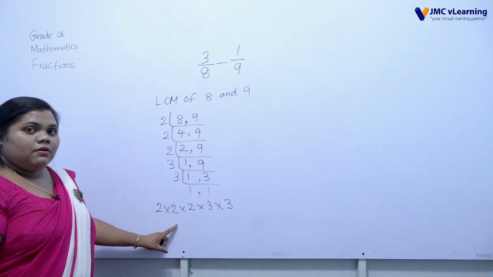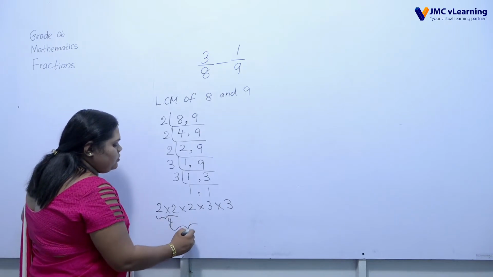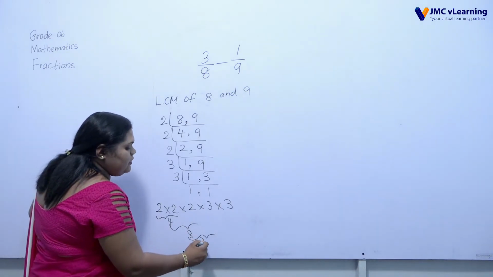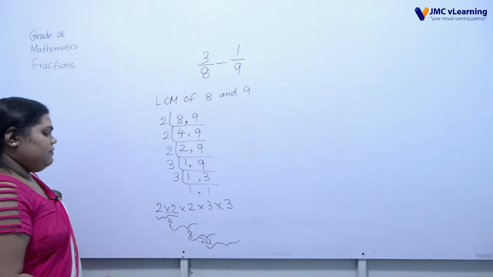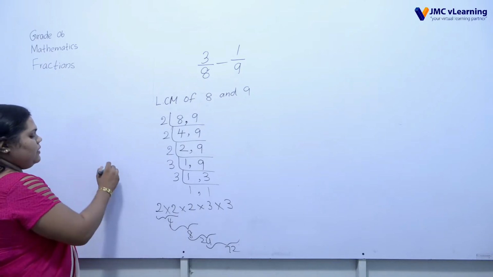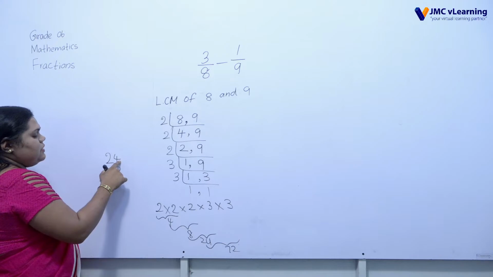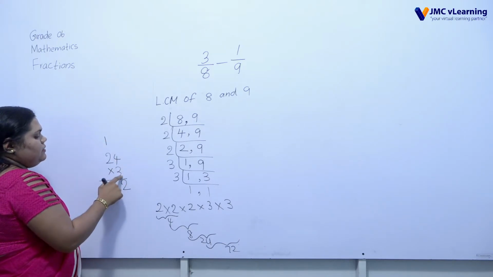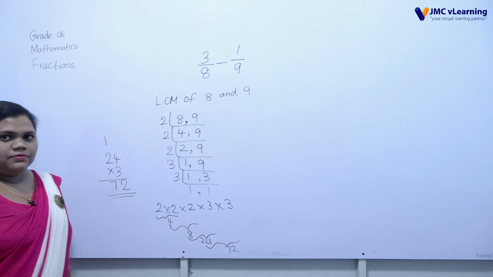2 times 2, 4. 4 times 2, 8. 8 times 3, 24. 24 times 3, 72. Okay children, now look at this. 24 times 3. 3 times 4, 12. 1 remaining. 3 times 2, 6 and 1, 7. The answer is 72. Are you clear?